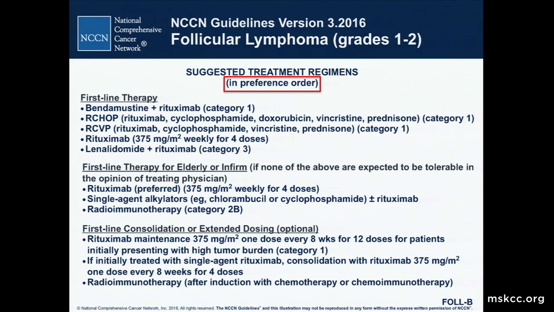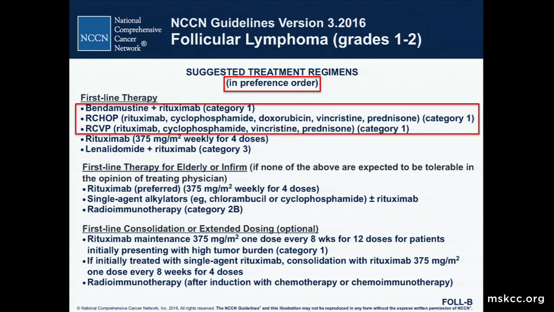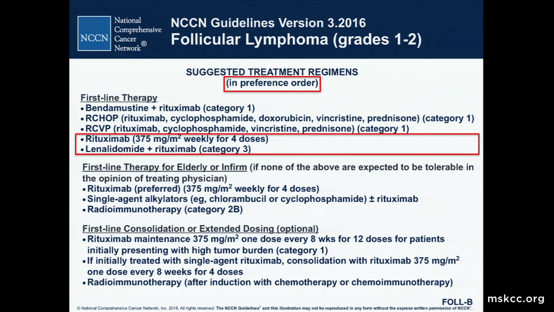Well, first of all, we wanted to help clinicians, so we gave a preference order. We chose the regimens that have no difference in overall survival and are supported by high-level evidence. Rituximab as a single treatment is appropriate for certain patients, but for the typical fit patient with extensive disease, we felt it was less preferable and hence lower on the list. And you can see that rituximab and lenalidomide was category 3. A number of institutions said we really want it, but there was not uniform consensus. Why? Because we have excellent alternatives.